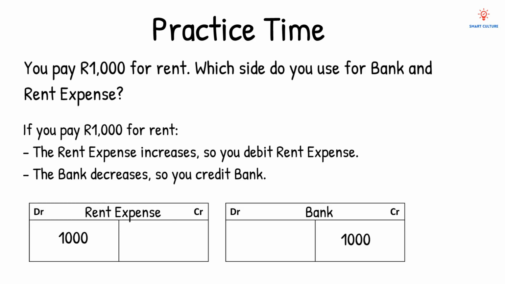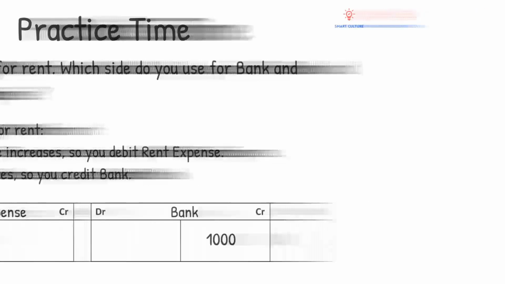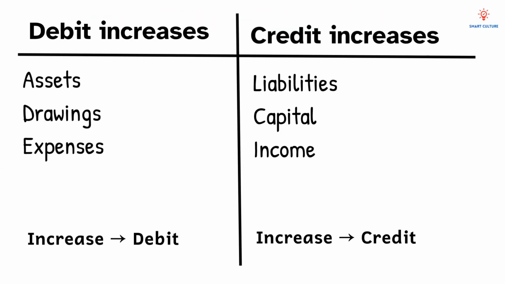Great job, everyone. Now you know when to use the debit side and when to use the credit side. Practice a few examples and soon you will be a pro at keeping accounts balanced. Remember, debit, this is on the left for assets, drawings, and expenses. Credit, this is on the right for liabilities, capital, and income.